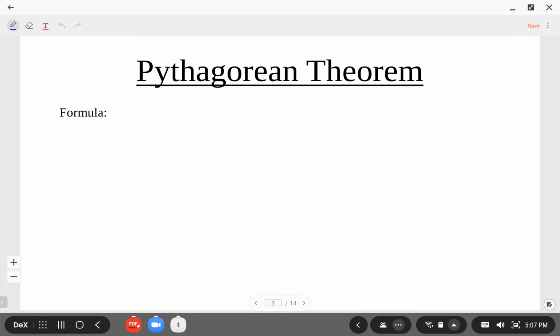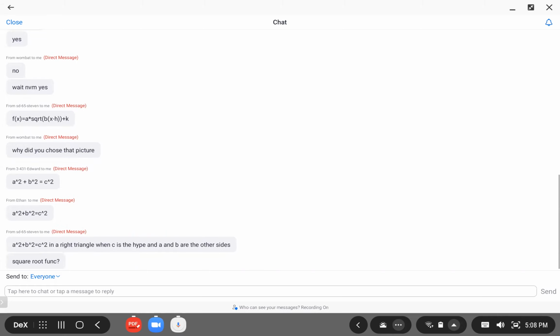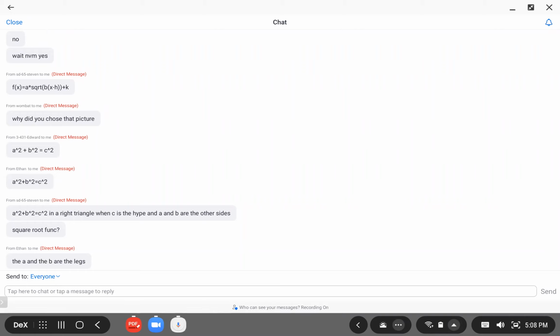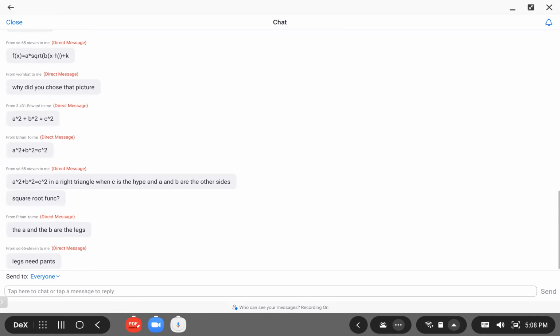Well, Stephen, that's not the Pythagorean theorem. That's way more complicated. But that is, let's see, a times square root of bx minus h plus k. Okay, that's a square root function. Very nice. You already know that. Okay, so Stephen, that's a square root function, and the Pythagorean theorem is a squared plus b squared equals c squared. Yes. The a and b are legs. Yes, legs.